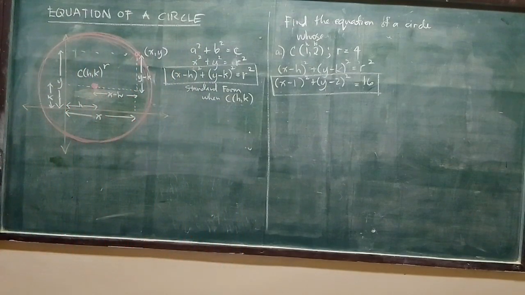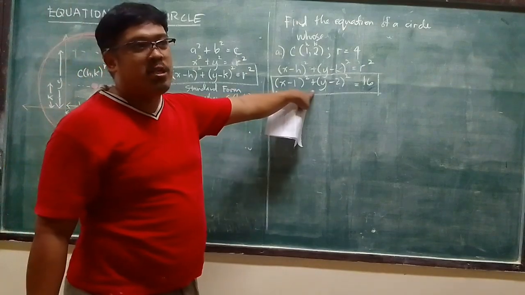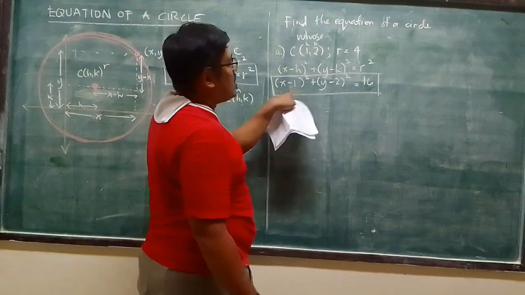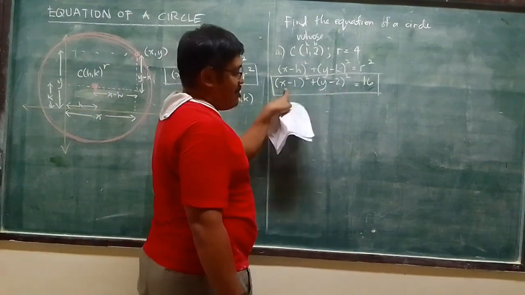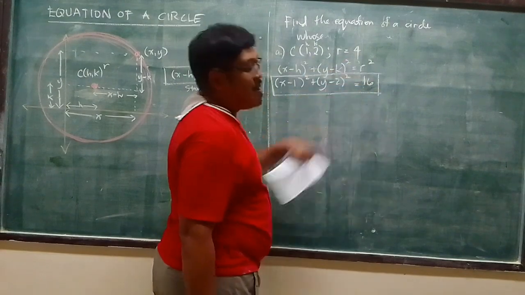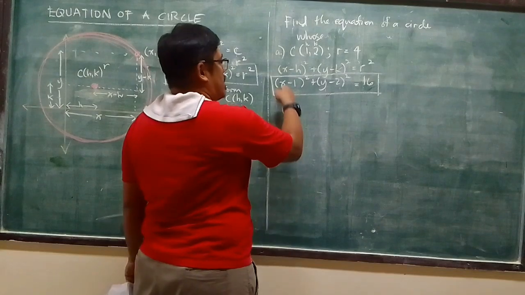There are cases wherein ang hihingin sa atin ay yung general form. Paano natin ngayon i-transform into our general form? Ang mangyayari dito is i-expand natin itong left side, at ililipat yung right side sa left side para maging 0 yung right side. I-equate natin sa 0. So, i-expand na natin ito.